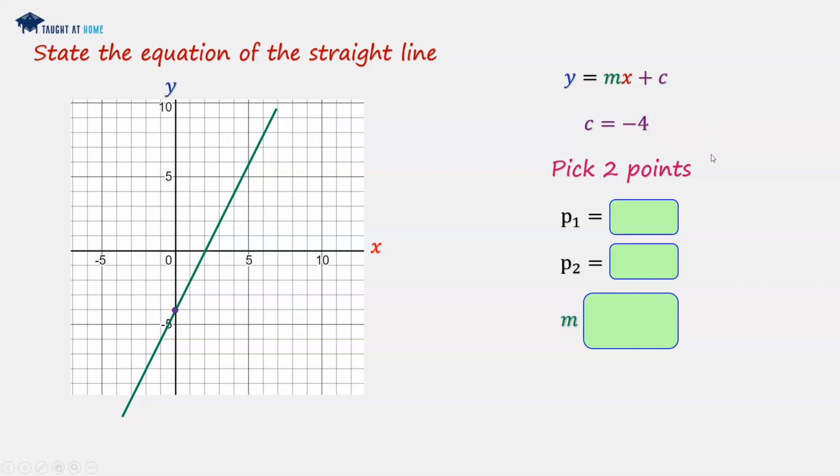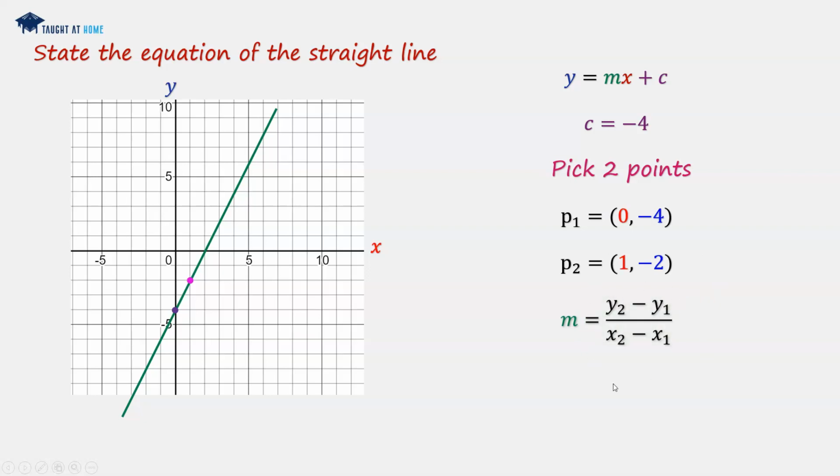Now we're going to pick 2 points. Well, the first point we've already picked. It's this one, and that's going to have the coordinates 0, -4. The second point we can pick a suitable point. I would pick this one here between the intersection of the grids, and so this point would be 1, -2. And now we can use these because we've got x1, y1, x2, y2, so we can put these into our formula for the gradient.